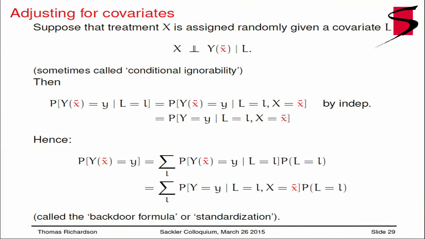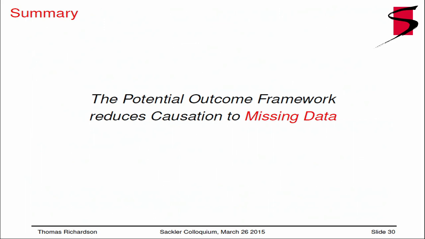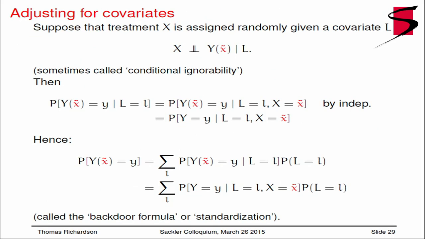Okay, and using that, we can find the distribution of the potential outcome conditional on L, and we can then average over L using the marginal distribution of L, this formula sometimes known as the backdoor formula or standardization. The point I just want to emphasize here is we made this assumption, and we then were able to get the effect of X on Y via this formula.